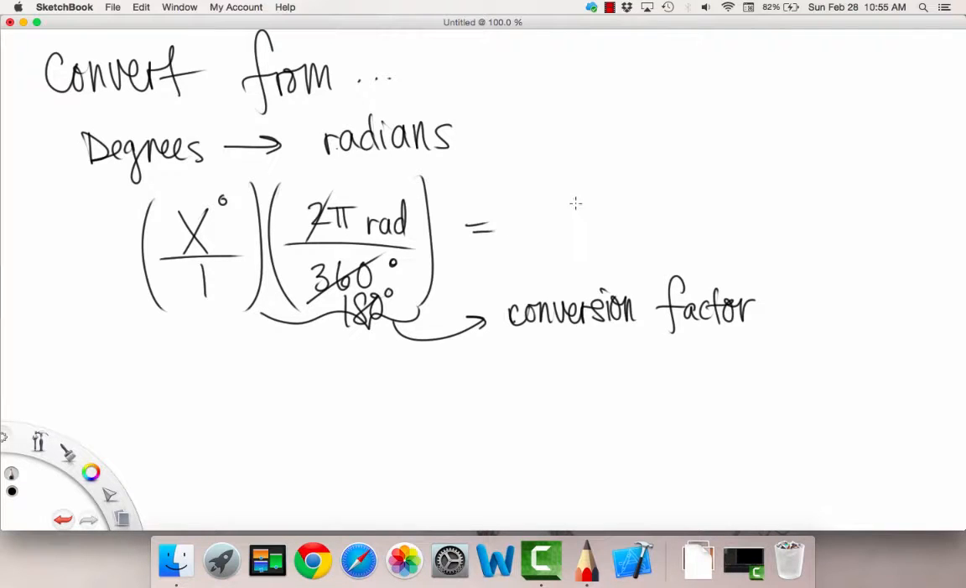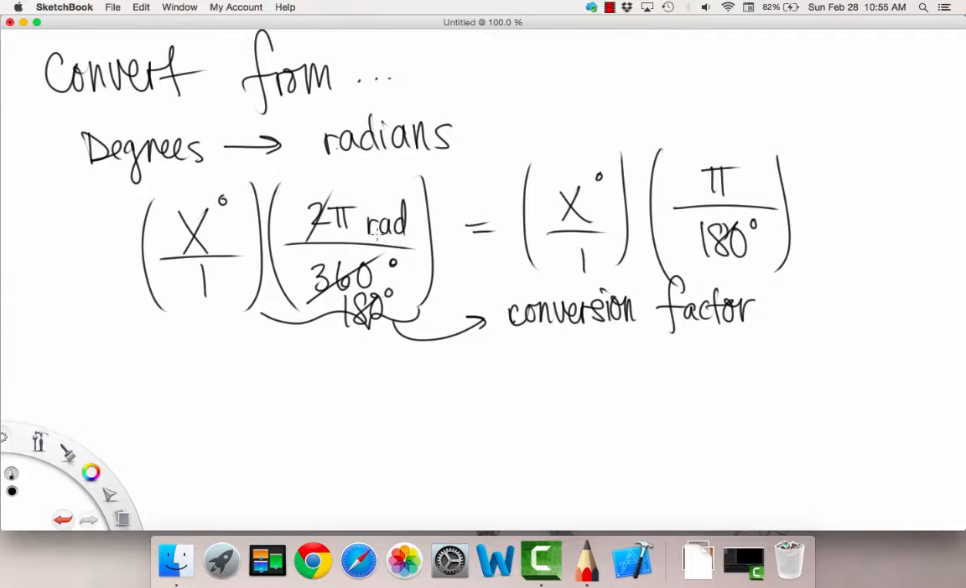And that's usually what we see: X degrees, or whatever it is, times pi over 180 degrees, right? And we don't have to write radians because radians are technically a unitless measure.